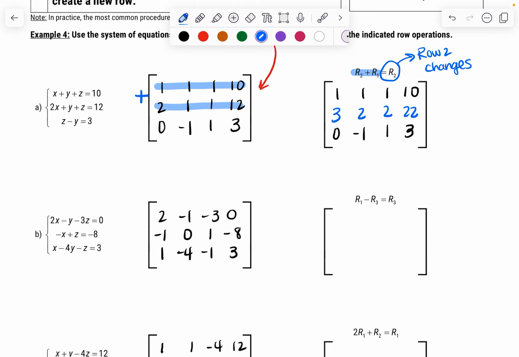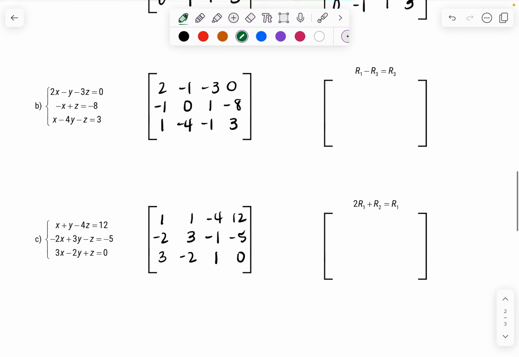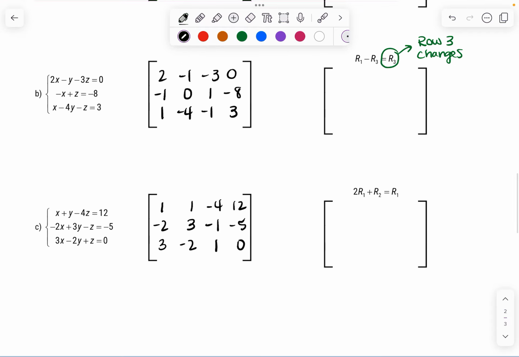Now, the one that a lot of people struggle with is going to be subtraction. So in this case, when I say it's equal to row 3, that means row 3 is going to change. Now, be really careful with subtraction because the order is going to matter. I am doing row 1 minus row 3. But since I know row 1 and row 2 aren't changing because that's not what I have it equal to, I'm going to go ahead and just rewrite those.